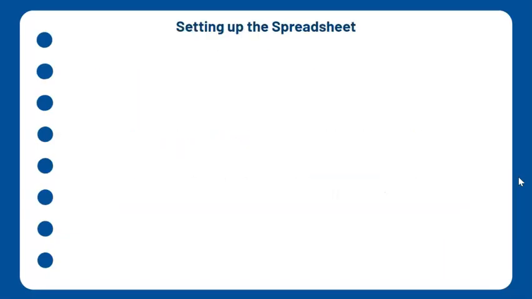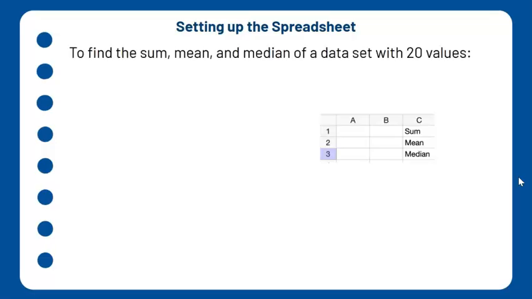First, we can use spreadsheet formulas to display numbers for each statistic. We are going to type formulas that will calculate the sum, mean, and median of a data set with 20 values. Before we type the formulas into a spreadsheet, we can keep our work organized by writing labels for each formula. In this example, we type sum in cell C1, mean in cell C2, and median in cell C3.